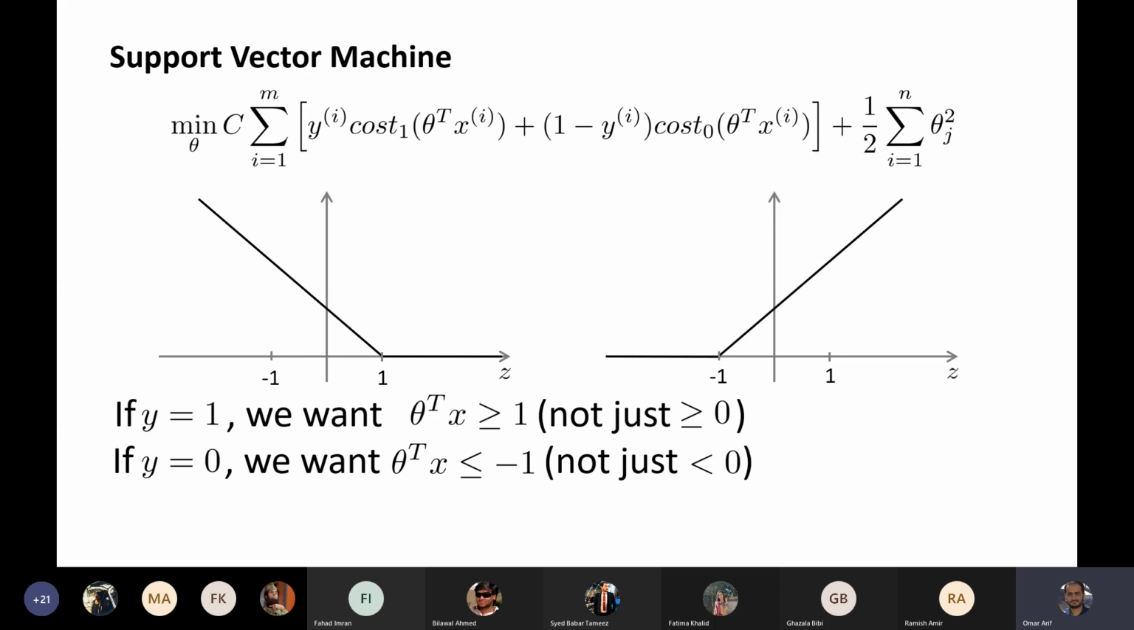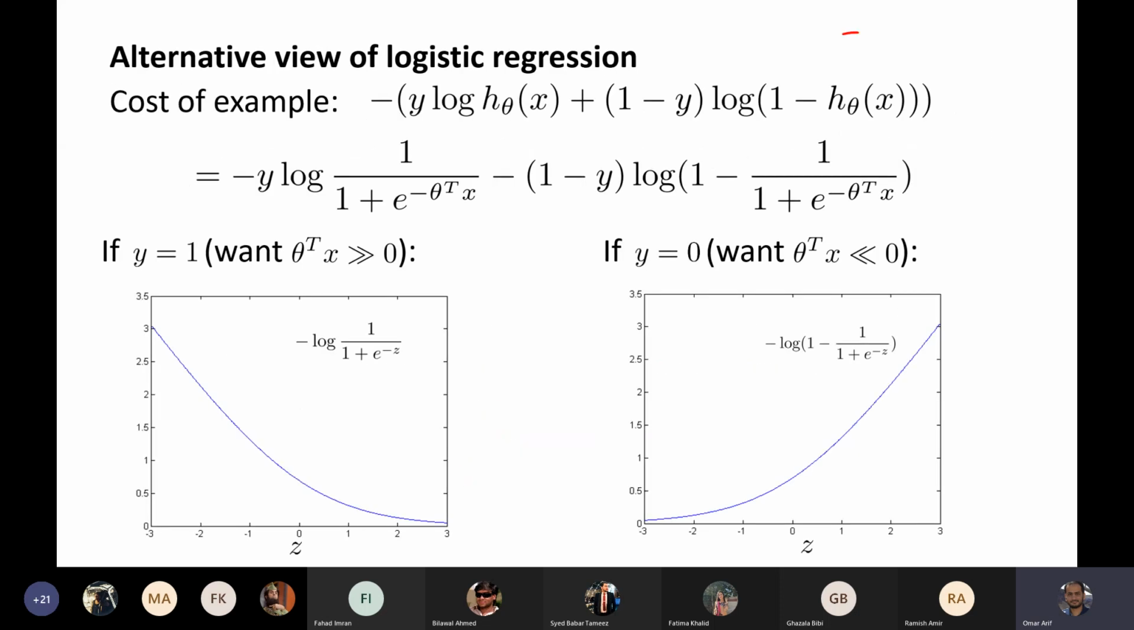Okay. Before that, let me go back to this slide here. This slide shows you the cost function for the two cases, for the case when y is 1 and for the case when y is 0. So let me use this slide to draw the cost function for the support vector machine. What a support vector machine cost function looks like is that if theta dot x is greater than 1, then the cost is 0. So I'm now drawing the cost function for a support vector machine. And if theta dot x is less than 1, then I will have a line like this.